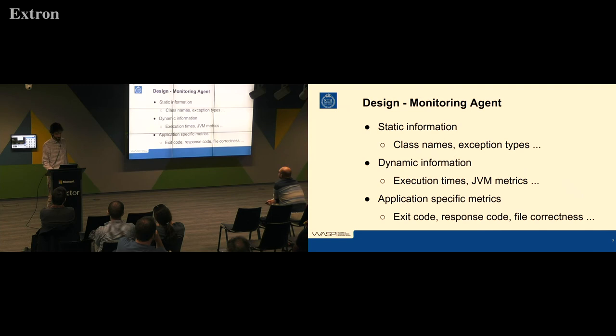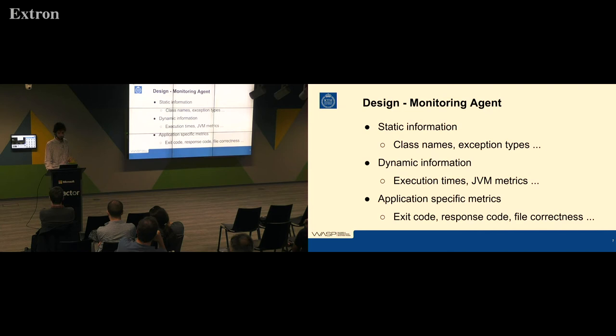So the monitoring agent, what do we do? We get some static information from the bytecode: the class names, the exception types, which exceptions are thrown by which methods, and so on. We also get some dynamic information: what methods are executed, the stack at any point in time. And we may also collect some application-specific metrics.